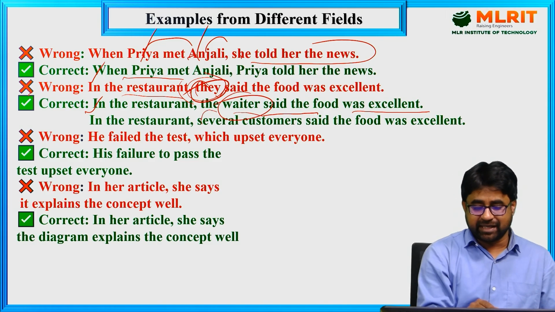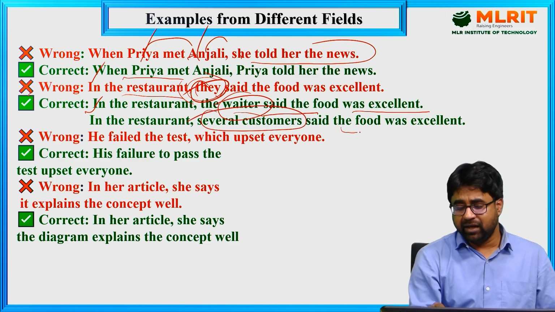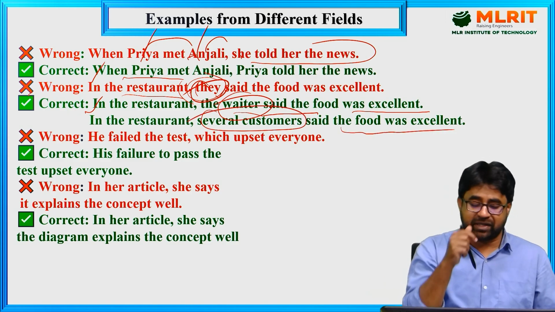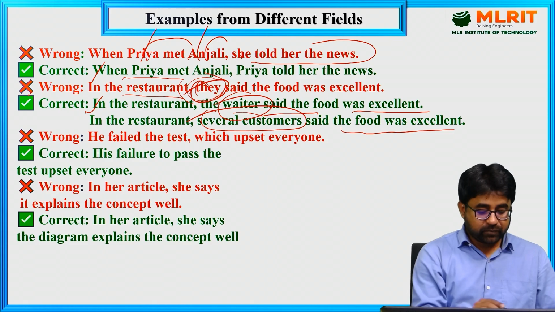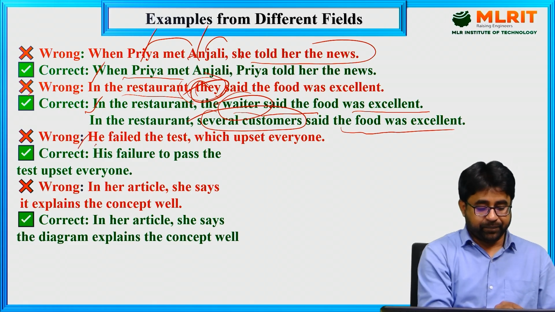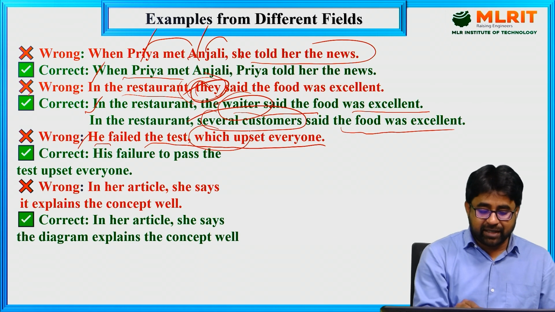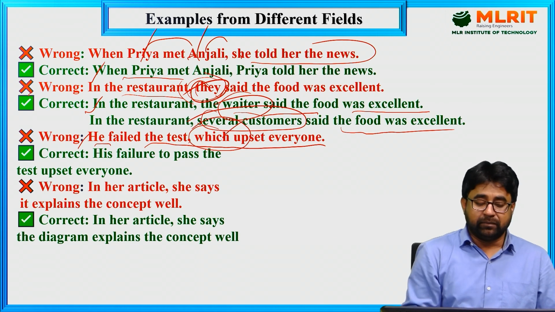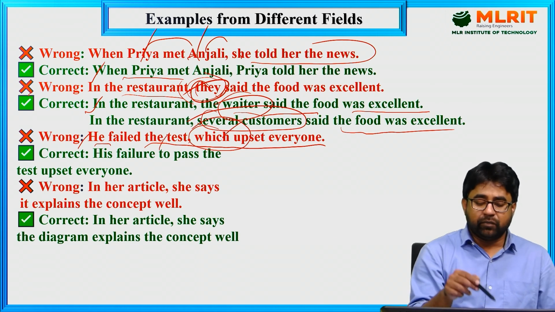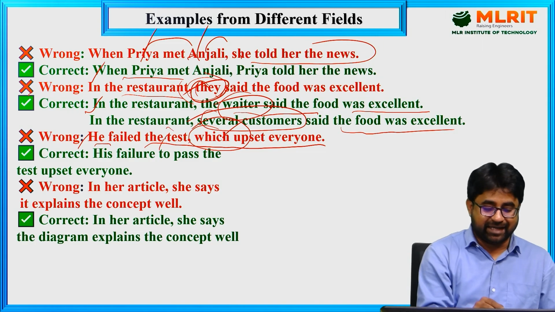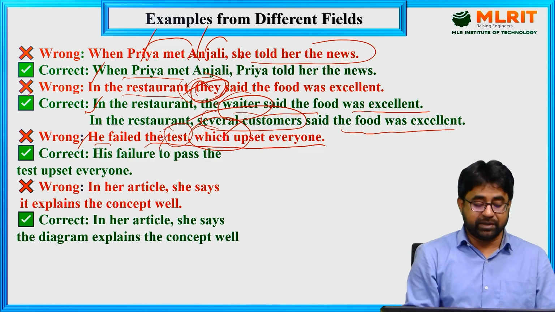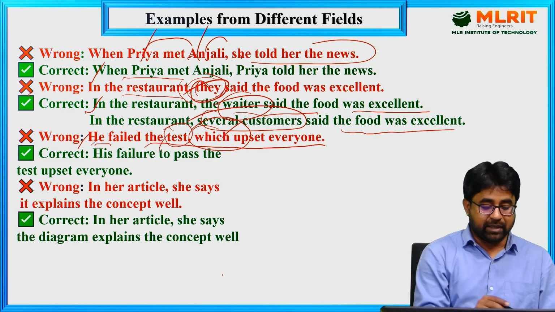In the restaurant, several customers said the food was excellent. So the reference point you are making it clear. Okay, now general reference: he failed the test, which upset everyone. So I am generally using this as a pronoun. But which noun is it referring to? It can be the test. It can be the failure of that person. It's not clear. So how do you fix it?